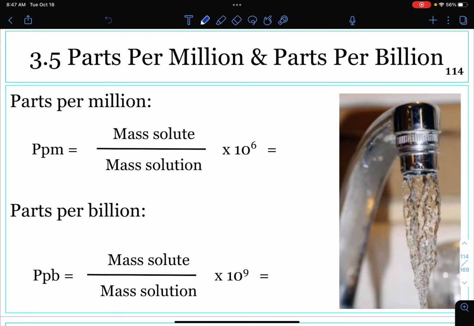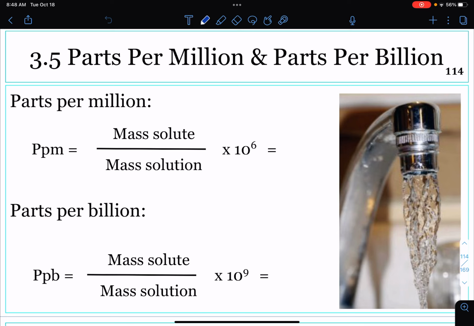In this lesson, we will learn how to calculate two more units of concentration, parts per million and parts per billion. If copper is found to be in water at 10 ppm or 10 parts per million, that means that for every 1 million parts, 10 of them will be copper, and the rest H2O. If arsenic is found to be in water at 5 parts per billion, that would mean that for every 1 billion parts, 5 of them are arsenic.